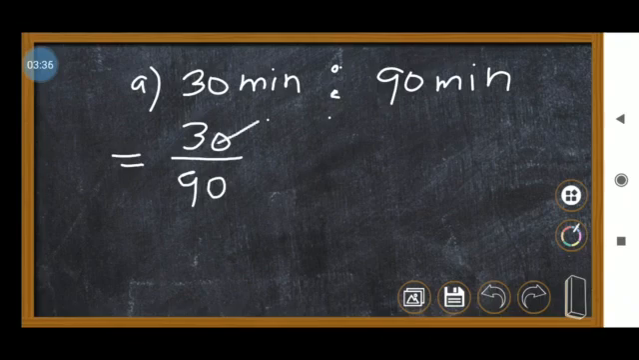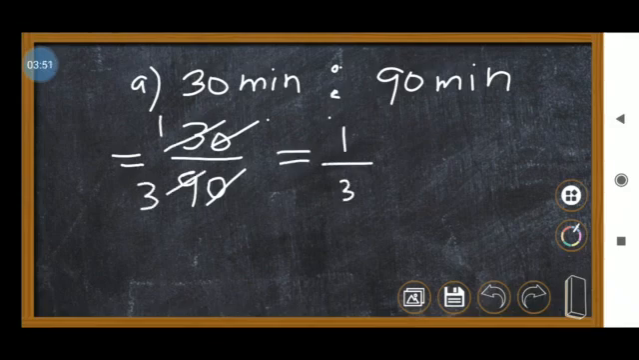30 by 90: here 10 and here 10, so cancel it. Then check which table both 3 and 9 will divide. 3 ones are 3 and 3 threes are 9, so it is 1 divided by 3, which we can write as 1:3. This is the answer for the first question, 30 minutes to 1.5 hours.